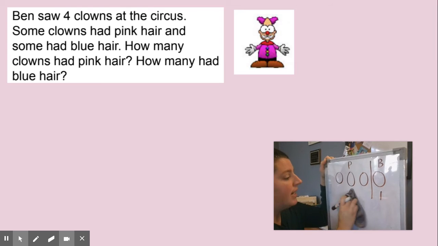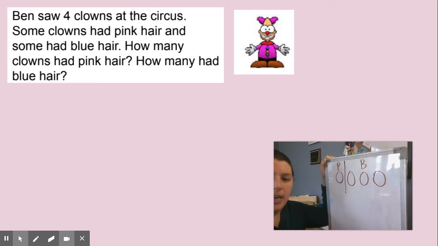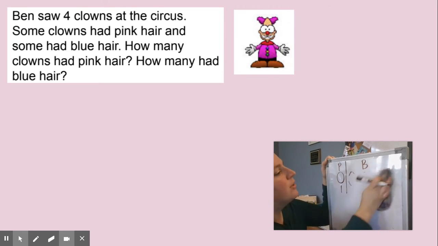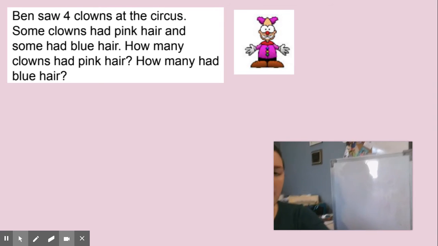Can you think of one more way? Or did you try something different? What if I drew my line here? These are my clowns with pink hair, and these are my clowns with blue hair. How many clowns had pink hair? You got it. How many clowns had blue hair? 3. 1 with pink, 3 with blue. That shows you another way you can represent your thinking through drawings. Let's try another problem.